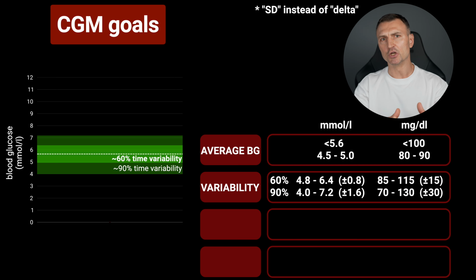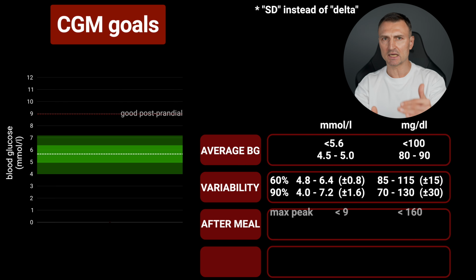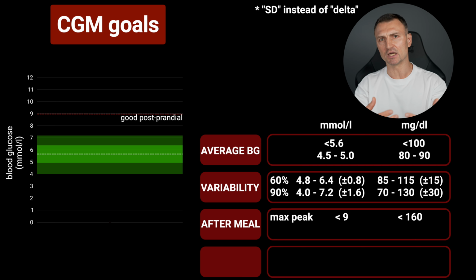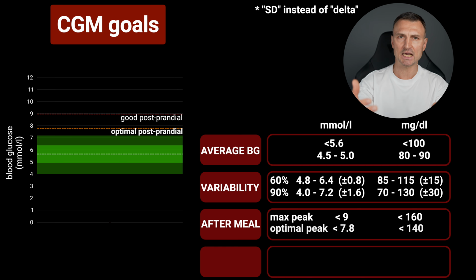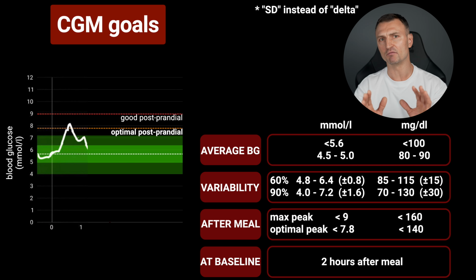And of course, we'll look at postprandial spikes, so how your blood sugar responds after a meal, and we consider it okay when glucose stays below 9 millimoles per liter and optimal if it doesn't rise above 7.8 and returns to baseline of below 5.6 within 2 hours after the meal.